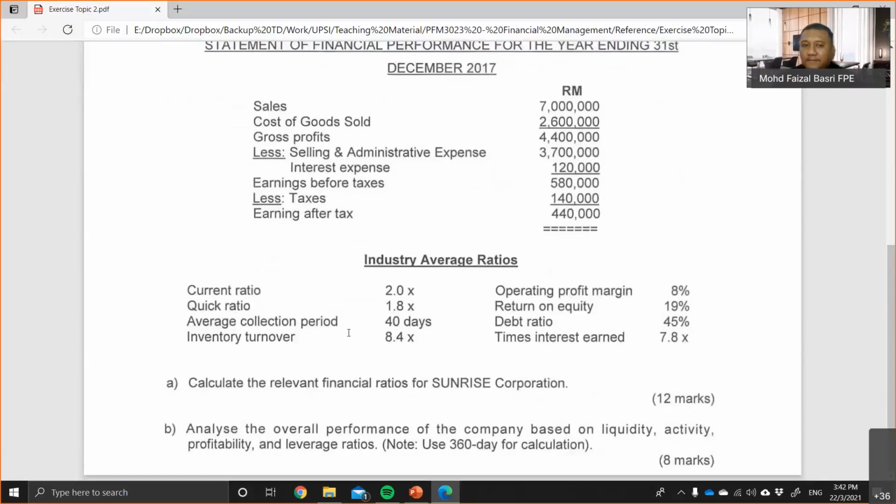Right, and for these ratios, usually they will ask you first to calculate the ratios. And then you analyze. Okay, so that's why in the ratio earlier, there's a formula and then ada explanation kat bawah tu. So for analysis part yang B ni, you can use the word or the statement that I provided you with in the notes. Okay, to explain.